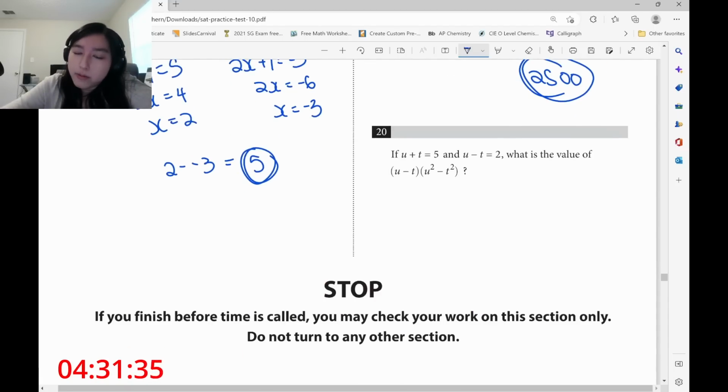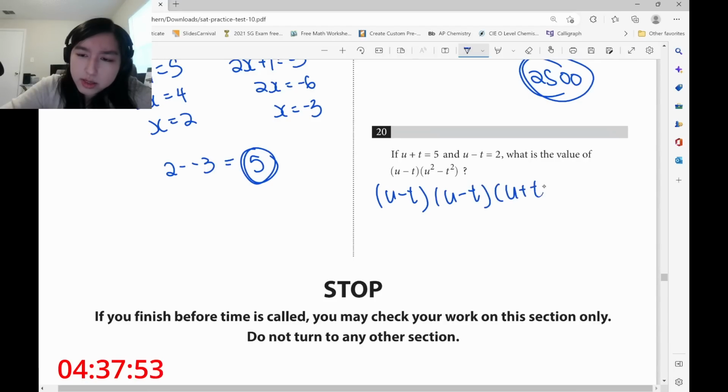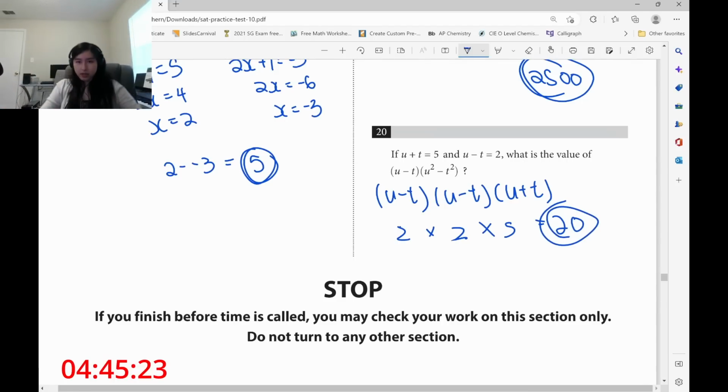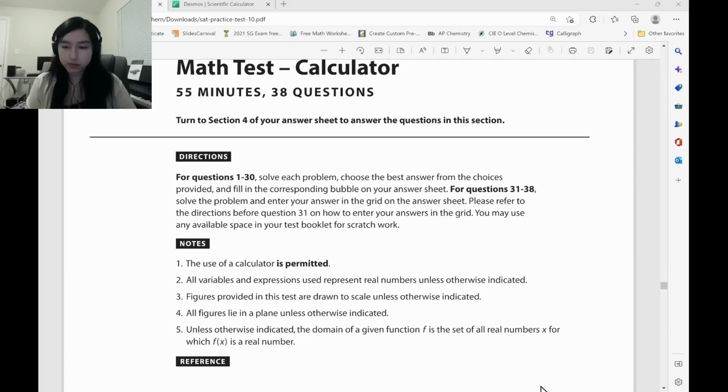Alright. This is going to be u minus t times u minus t times u plus t. So what do we plug in? u minus 2 times 5, 20. Alright, that's it. We can stop here for now because I have to go get my calculator.